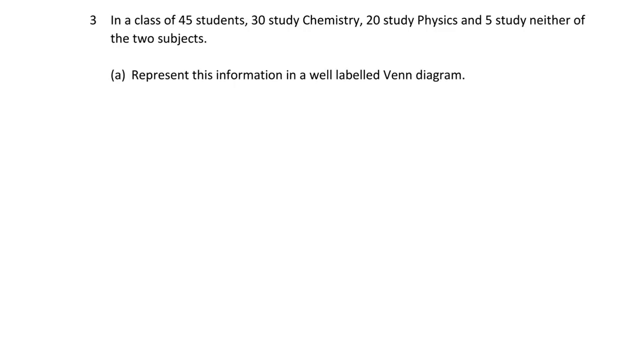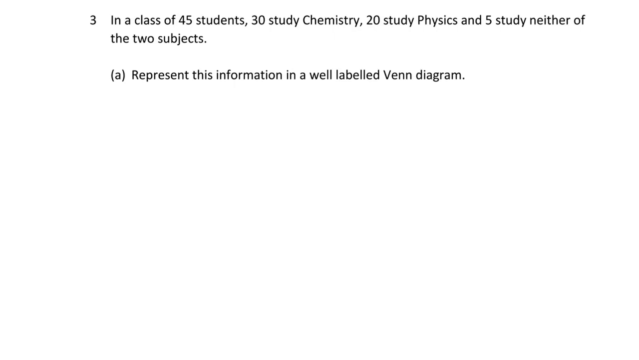Question number 3. In a class of 45 students, 30 study chemistry, 20 study physics, and 5 study neither of the two subjects. Part A of the question: represent this information in a well-labeled Venn diagram.